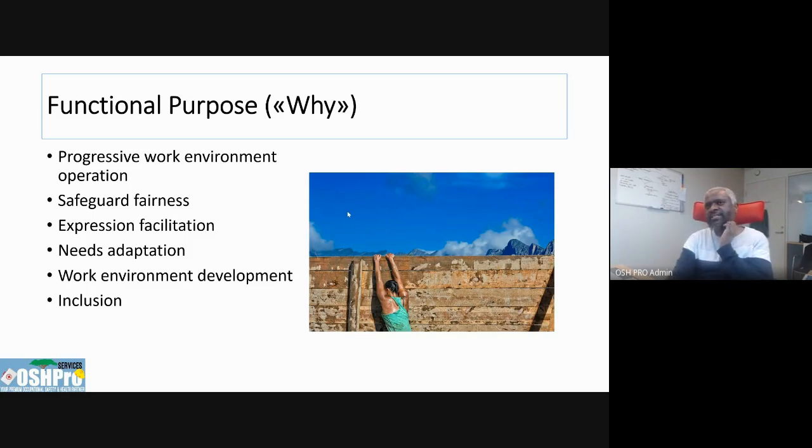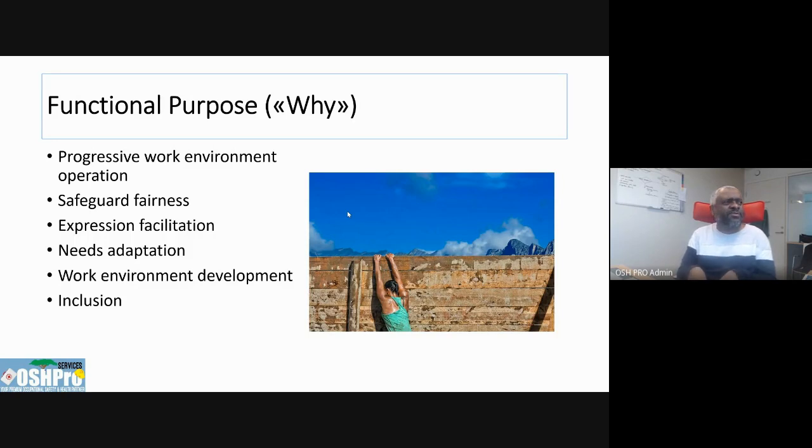So we have progressive work environment operations. That the operations within the work environment are purposeful, and they are progressive. You are not static. Safeguarding fairness. Everybody is treated equally. Expression facilitation. We've mentioned this.